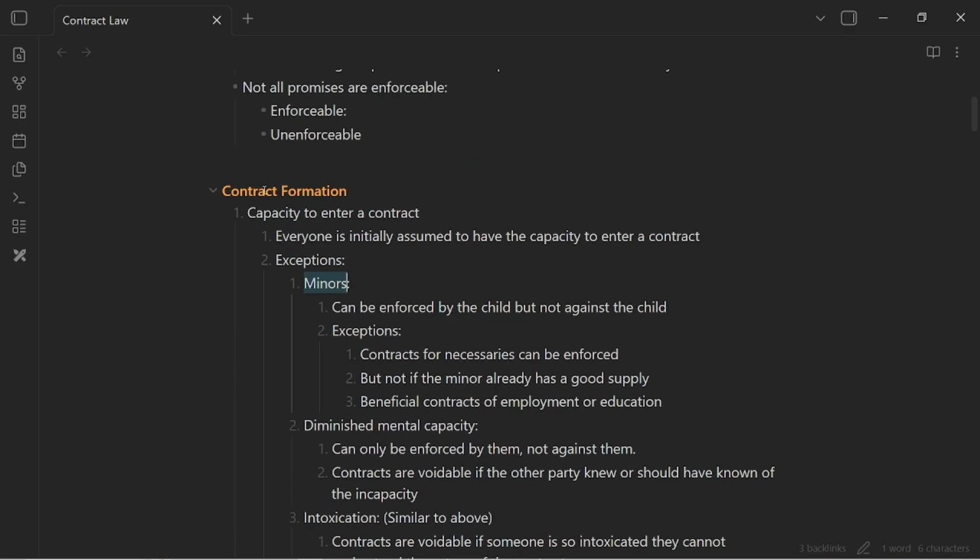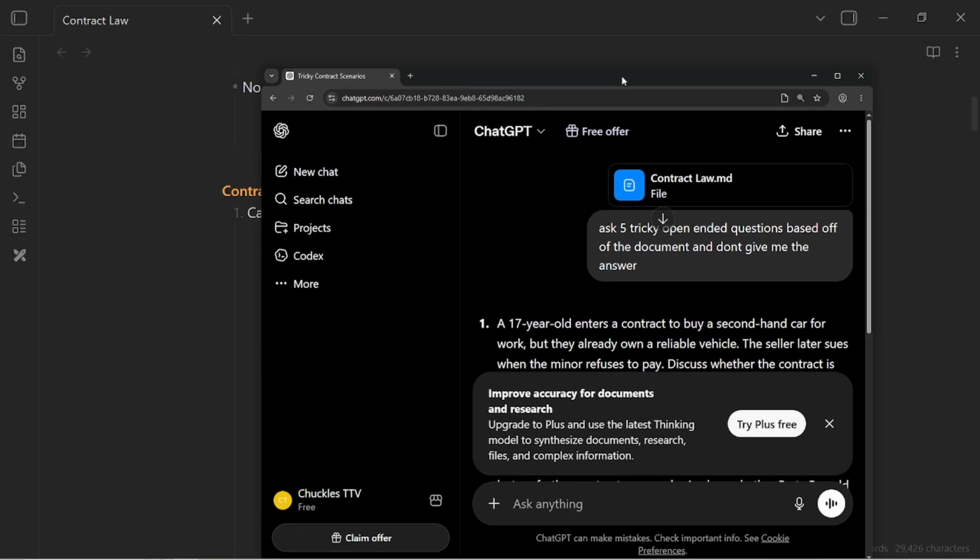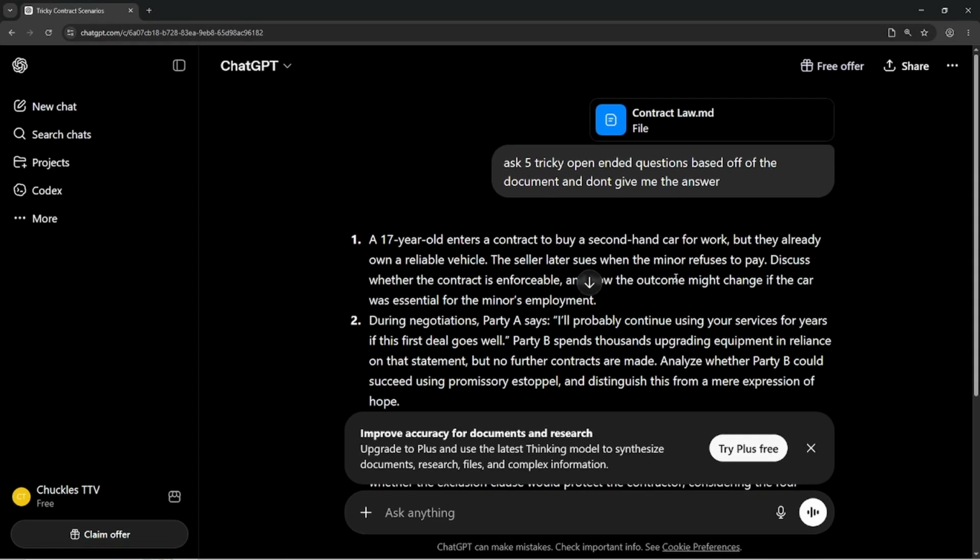So see here, contract formation, capacity to enter a contract. Everyone is initially assumed to have the capacity to enter a contract, with the exception of minors. Can be enforced by the child, not against the child. Right. Okay. So the seller, who's not a minor, sues when the minor refuses to pay. So it can't be enforced against the minor. So they can't do this.